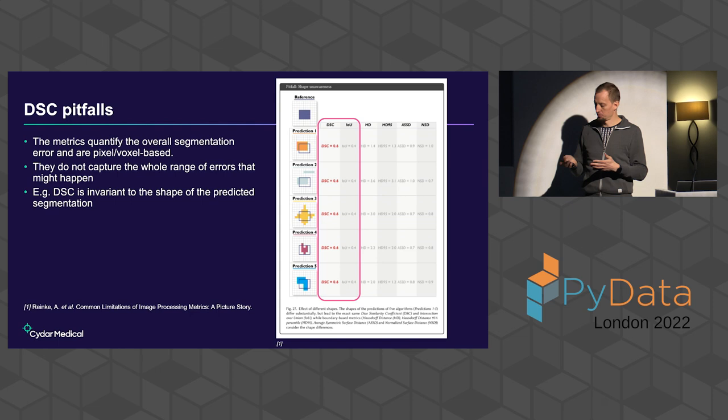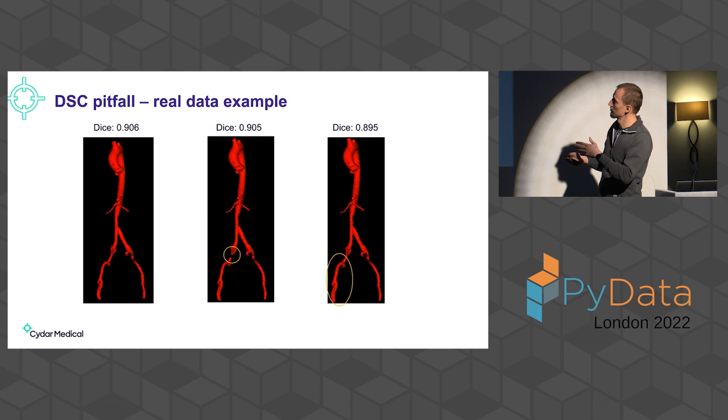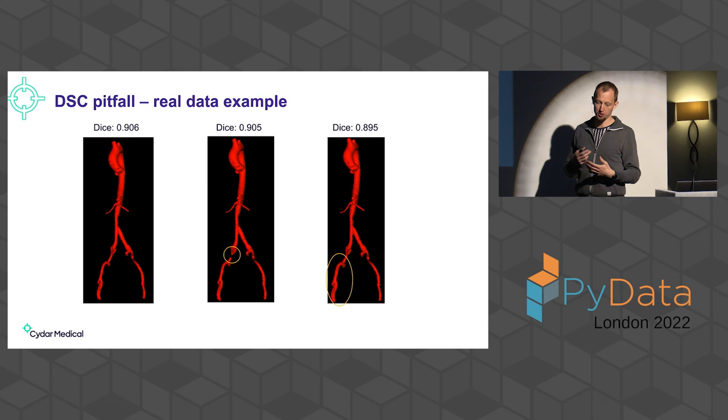So, here you can see a few segmentations of the aorta. Yes, the aorta is the largest artery of the human body. It starts from the heart and then splits into smaller arteries. On the left, you can see a segmentation prediction from our model, which gets this Dice score value. And on the right, you can see two manually perturbed versions of it.